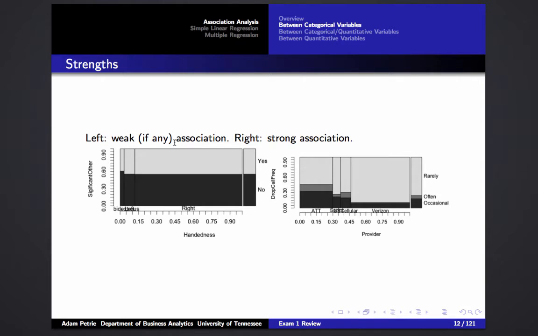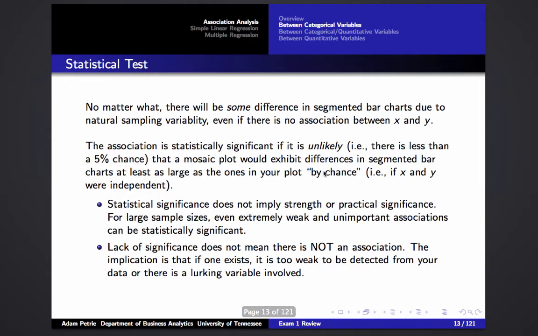All right, so here's an example of a weak or potentially non-existent relationship because for the three levels of handedness, ambidextrous, left, and right, it looks like the distribution of whether or not they have a significant other is essentially the same for all three levels, and it's about the same as the overall distribution of whether or not people have a significant other. So I would say there's a weak, if any, association going on here, but there's a very strong association between the drop call frequency that individual students are experiencing and their cell phone provider. It looks like they're very different distributions of rarely, often, and occasional, depending on what cell phone provider we're talking about. And so I would suspect a fairly strong association there because there are pretty big and noticeable differences.